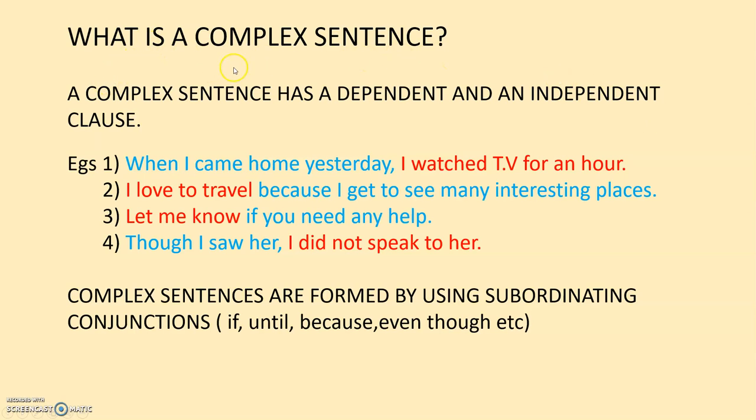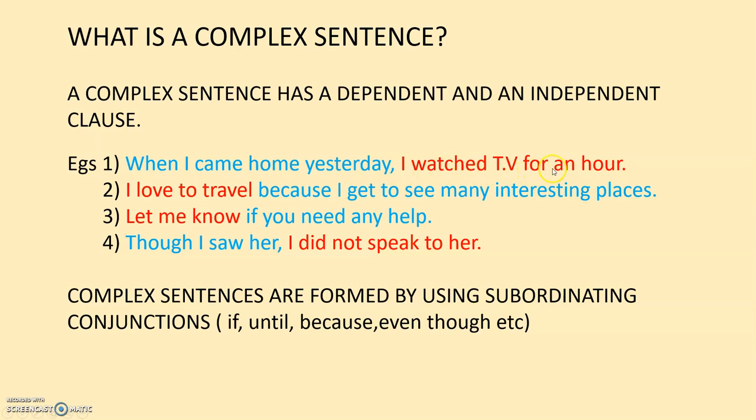Then, what is a complex sentence? A complex sentence has a dependent and an independent clause. Now, what do I mean by that? Look at this sentence. When I came home yesterday, I watched TV for an hour. Now, suppose I say, when I came home yesterday, does it make sense? No. When I came home yesterday, okay, then what did you do? It's incomplete. So it is what? It is a dependent clause. It is not independent. But look at this sentence.